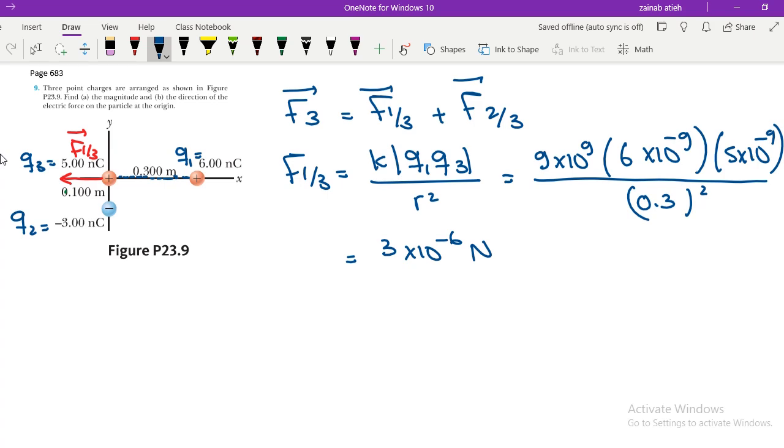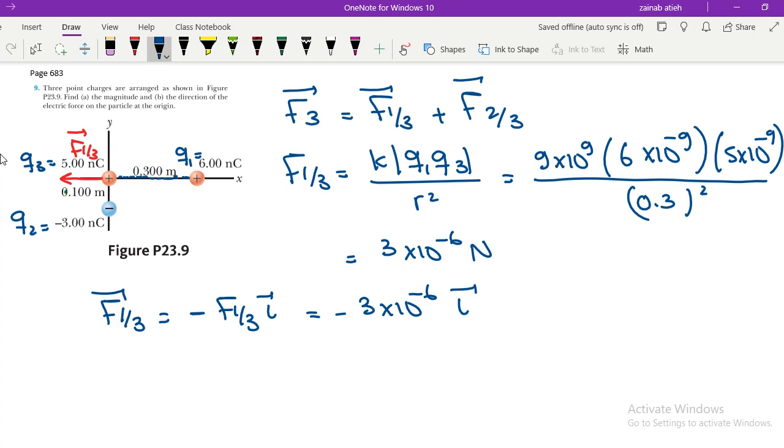Now I try to write it as a vector. I look at what I drew. It's along the x-axis, opposite to the direction of i. So it's written like this: F1 on 3 is equal to minus F1 on 3 i. No need for an angle or projection here, it's difficult. It's along the x-axis and opposite to the direction of the x-axis. So it's minus F1 on 3 i. Simply, it's minus 3 times 10 to the power minus 6 i. Now I finished F1 on 3.